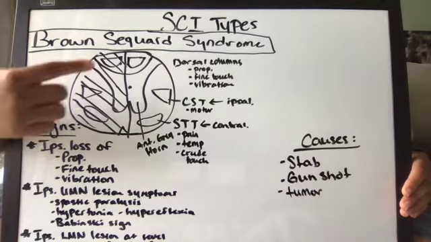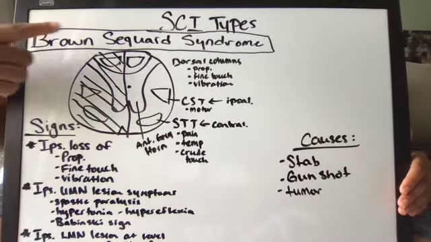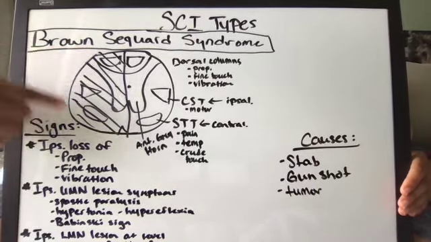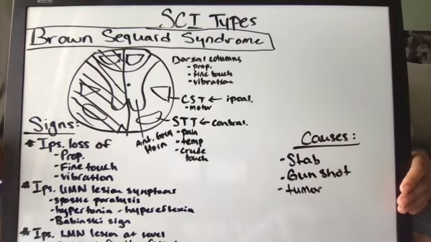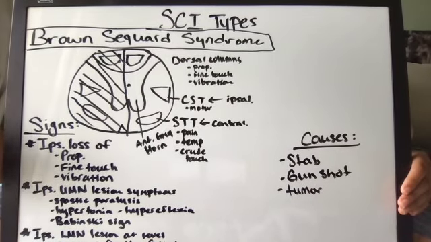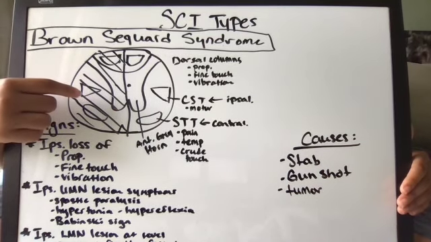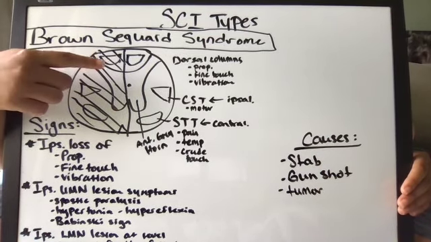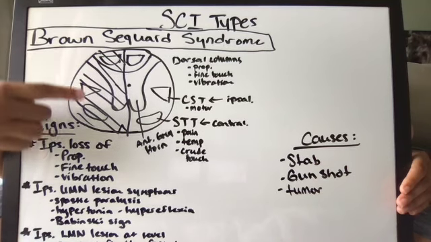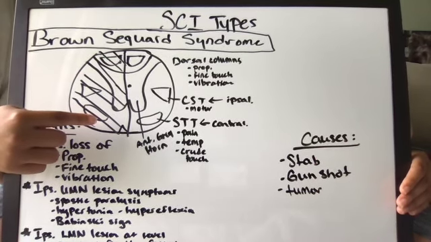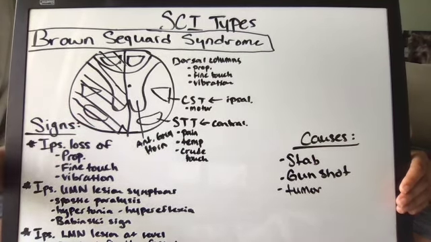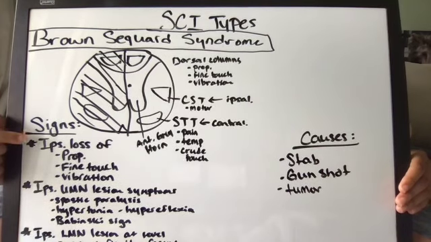Okay? Now for Brown-Sequard syndrome. So this one is when only one side of the spinal cord is going to be damaged. So kind of really the same thing that we've been talking about. One side of the corticospinal tract is damaged. One side of the dorsal column is damaged. One spinothalamic tract is damaged. So what does that look like? How's that going to present?